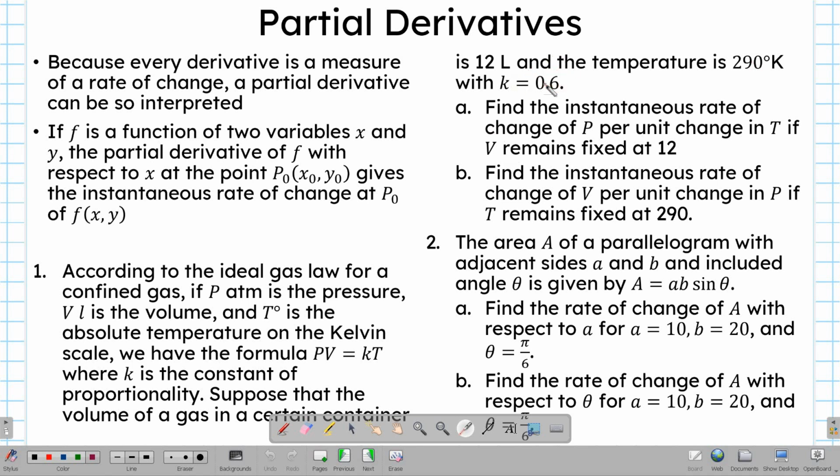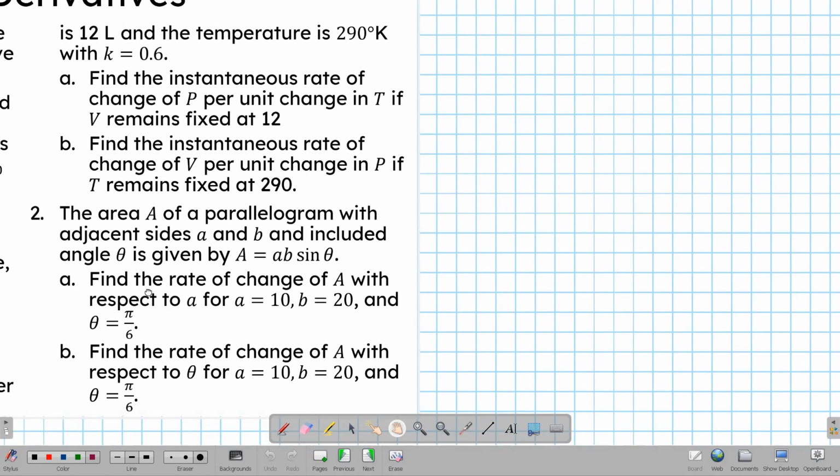The first thing that we're asked to find is the instantaneous rate of change of P per unit change in T if V remains fixed at 12 liters. So let's write that down here.